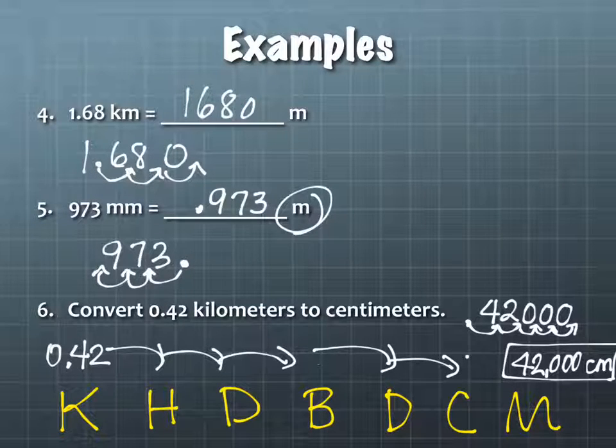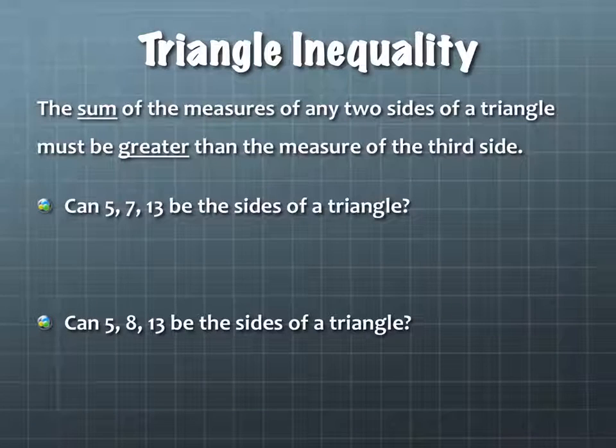Okay. Let's take a look at some other issues. Triangle inequality. You've probably seen this, but I don't know where you would have necessarily run across it the first time or the last time. This says that the sum of the measures of any two sides of a triangle must be greater than the measure of the third side.